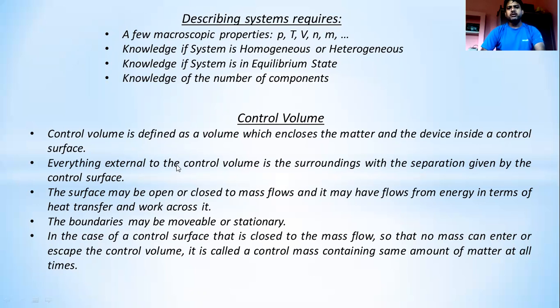In case the control surface is closed to the mass flow, so that no mass can enter or escape the control volume, it is called control mass, containing some amount of matter at all times. There must be some matter. Without having matter, we will not get the volume. Basically, in this chapter, we will discuss the closed system. We will not discuss the open system or isolated system. So, whatever theories we discuss in this particular chapter will be for the closed system.